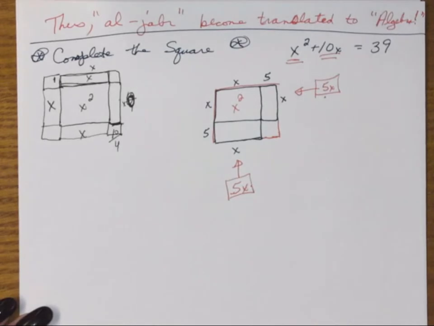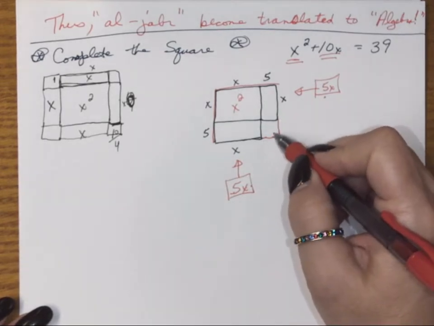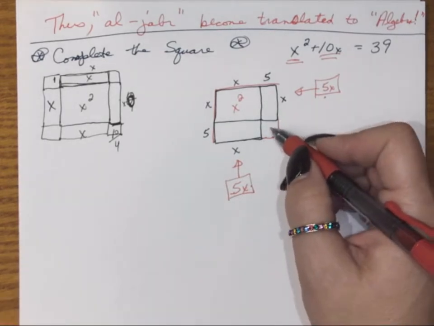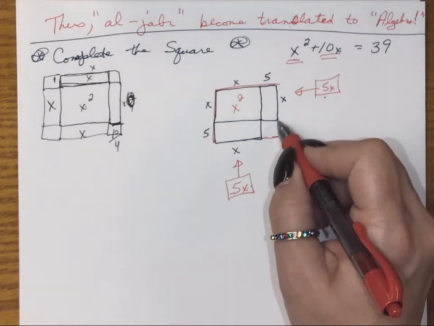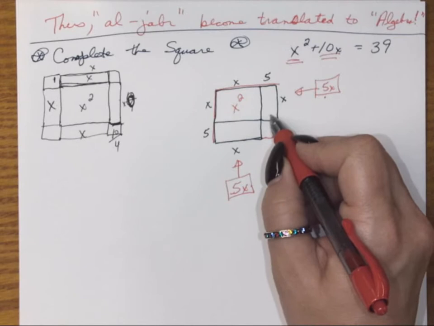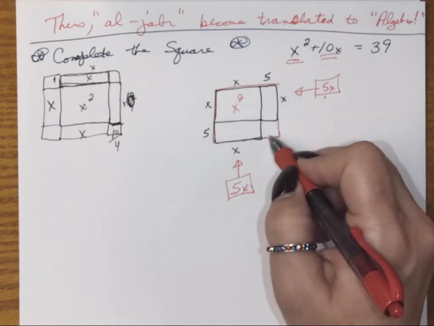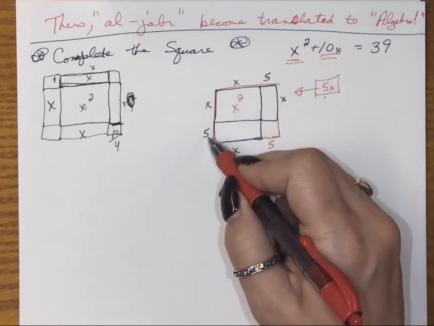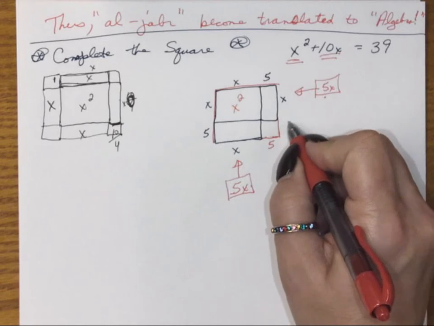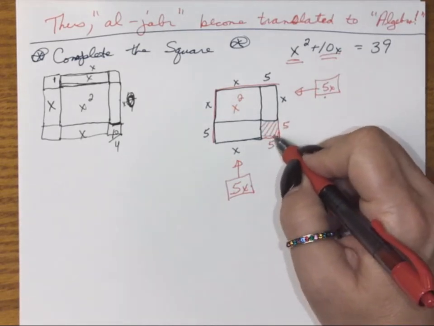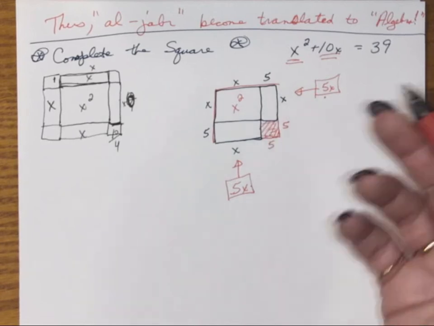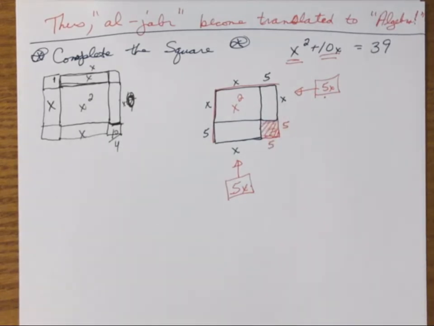So how can I do that? What is the number that I'm filling in here? Well, to do that, we have to figure out how wide this little square is and how deep, or how long. We know it's 5 wide up here, so this is 5. And we know it's 5 tall here, so that's 5. So the square that I'm missing is the square that's 5 by 5. 5 squared is 25, right?